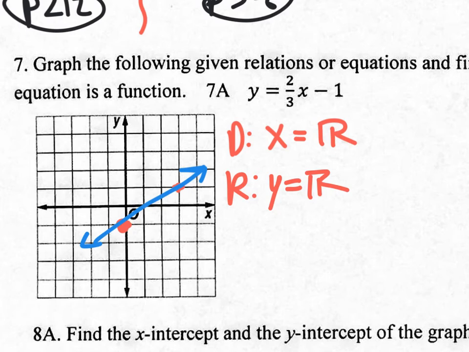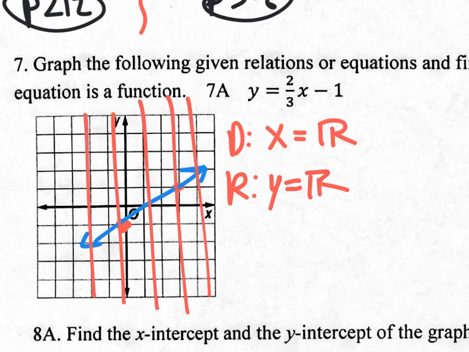And that's it. Oh yeah, besides that, it says, is it a function or is it a relation? It's a function. You guys remember the vertical line test? All you got to do is just look at or think about a bunch of vertical lines, and this blue line will never cross at more than one point on these vertical lines. So it passes the vertical line test, so it is a function.